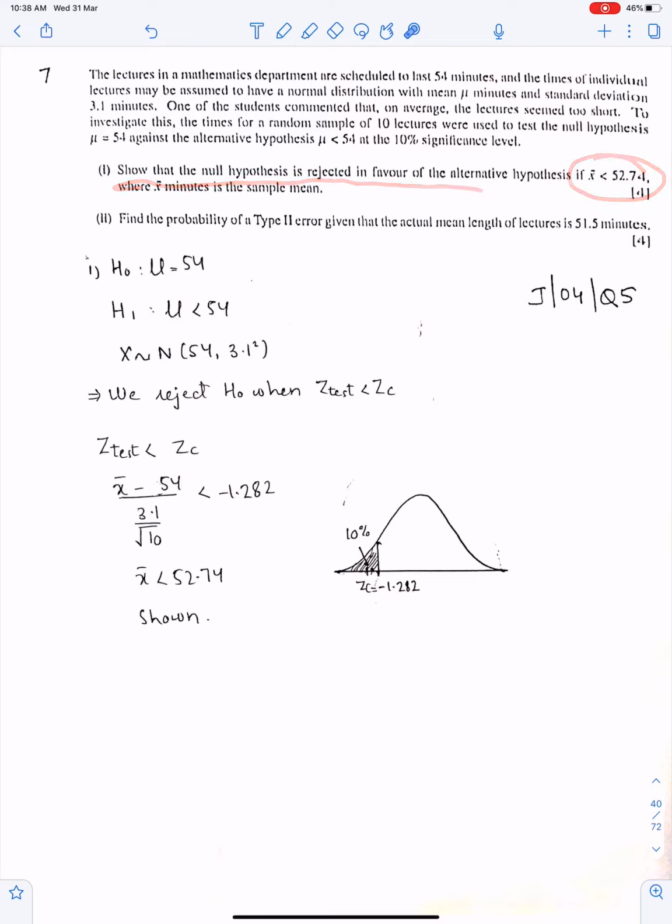This is the critical region. You just need to show the critical region. For that, use this inequality. When your critical region is in the lower tail, we use this inequality. So this is fine, done.